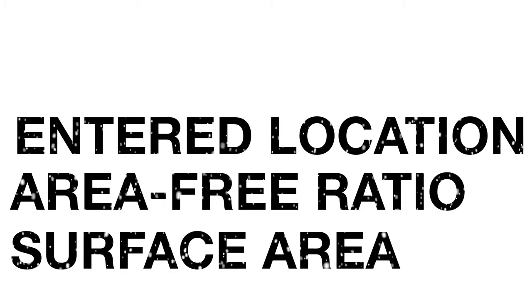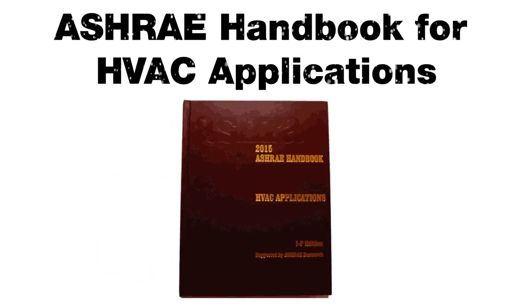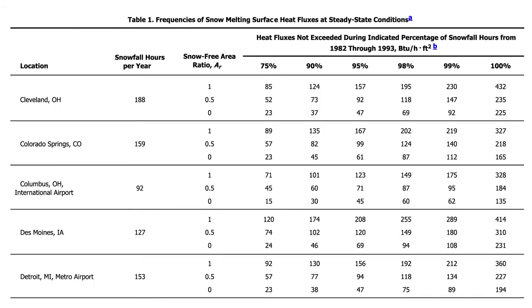Determine the heat load. The application will calculate a heat load based on the entered location, area-free ratio, and surface area. To understand the method used, you can refer to the ASHRAE Handbook for HVAC applications. The handbook provides reference for calculations needed, as well as lookup tables for a number of locations throughout North America. Using this table, you can see that a snowmelting system in Colorado Springs with an area-free ratio of 0.5 would require 124 BTUs per square foot per hour with a 98% confidence factor.